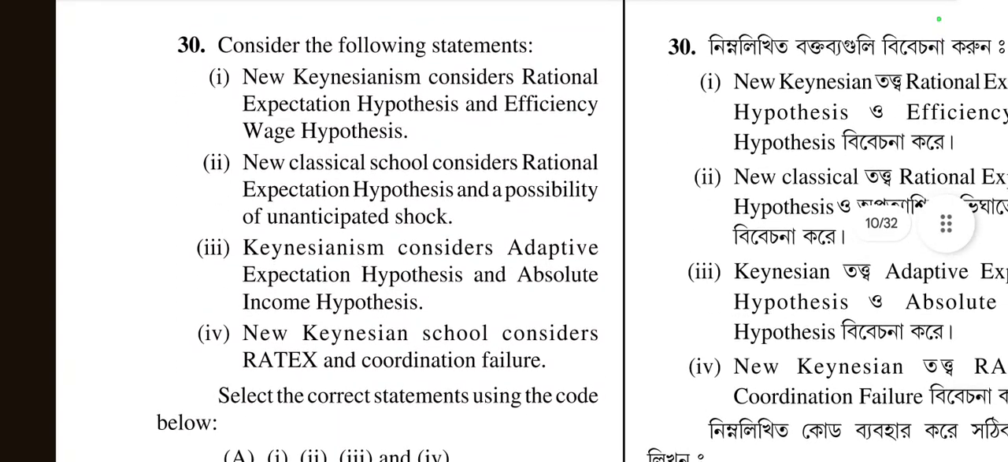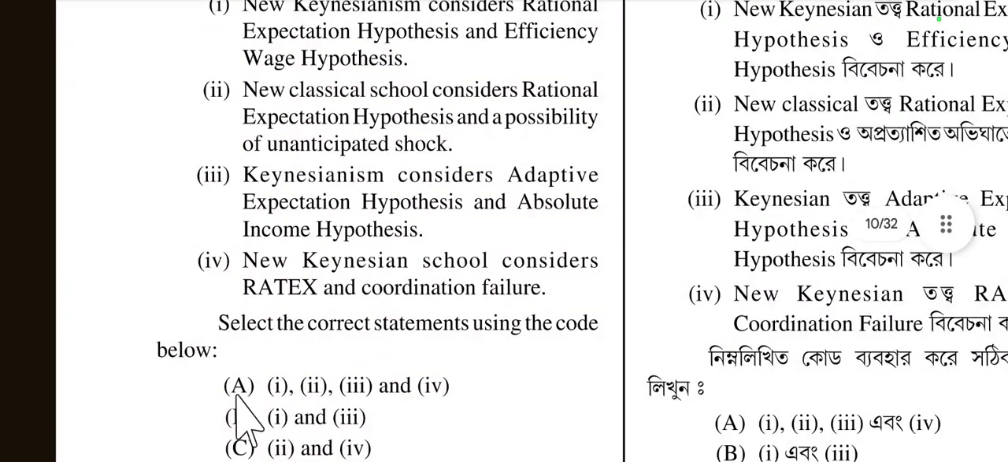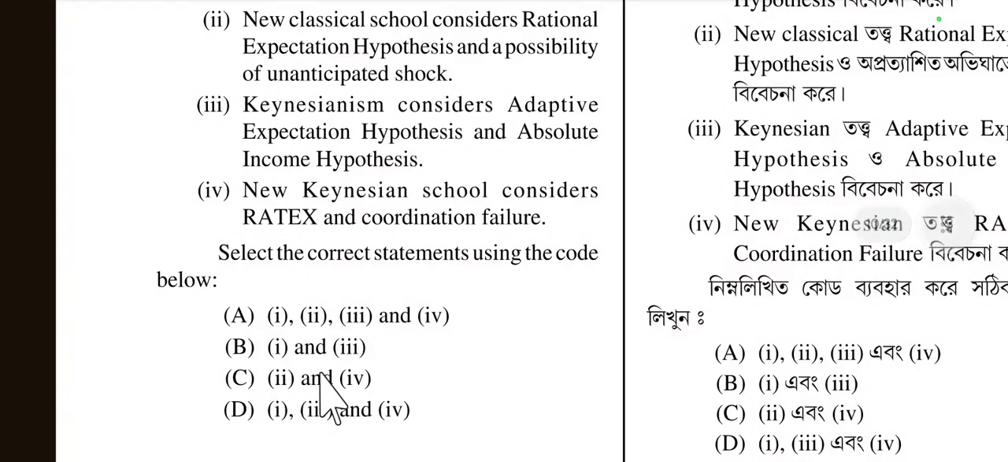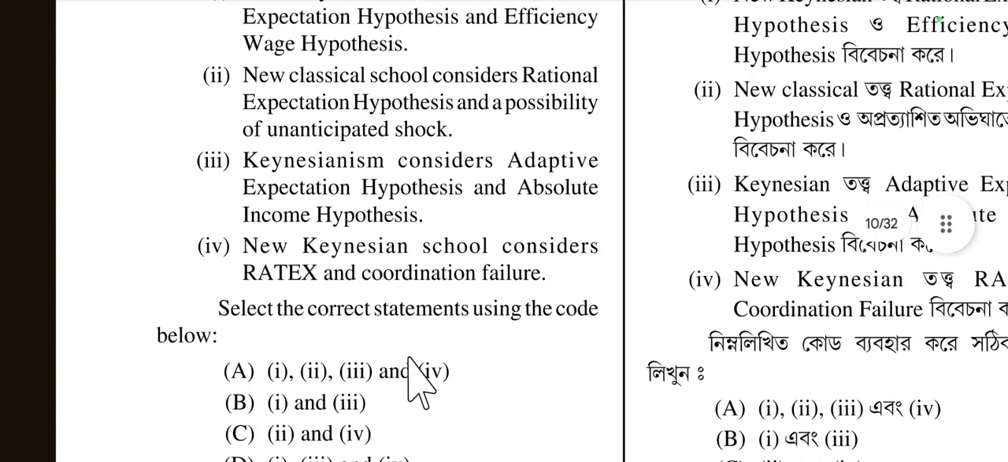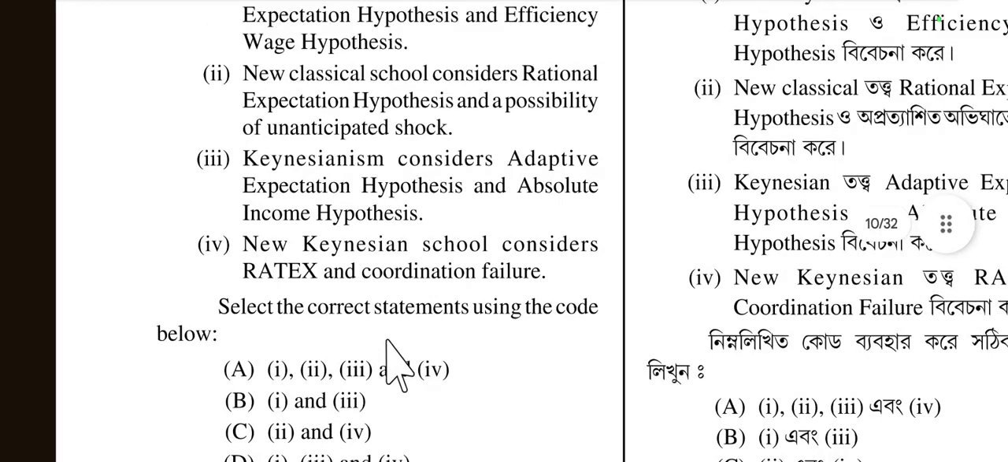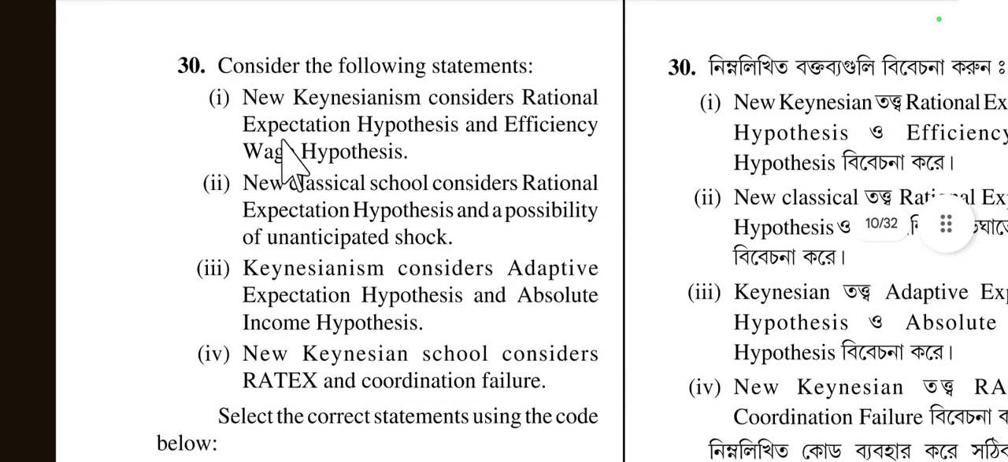Then come to question number 30. Consider the following statements. The options are 1, 2, 3, 4 correct options: 1 and 3, or 2 and 4, or 1, 3 and 4. So first let us discuss these concepts.